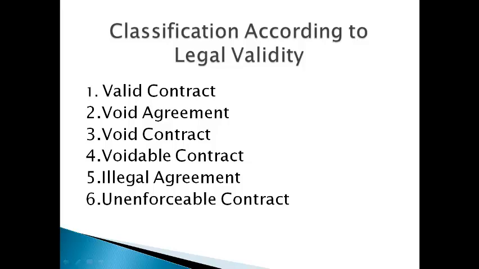Then last one, unenforceable contract. Unenforceable contracts are those which cannot be enforced in a court of law because of some technical defects. In certain cases, there are special provisions of law which require some formalities to be fulfilled. There are special provisions which provide that a contract must be in writing, or it must be registered, or it must be properly stamped, or it must be attested, etc.